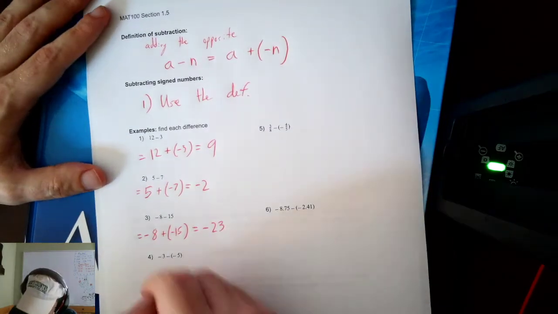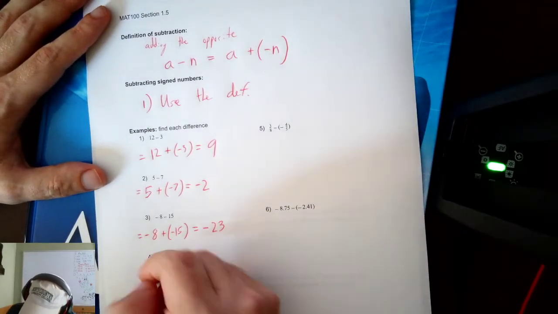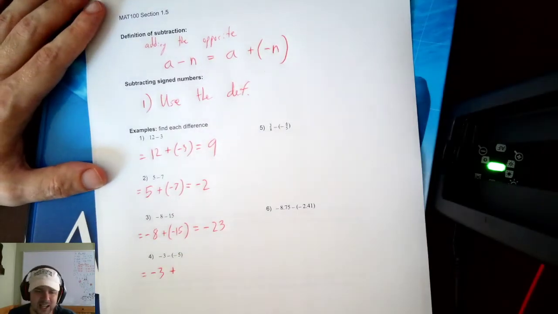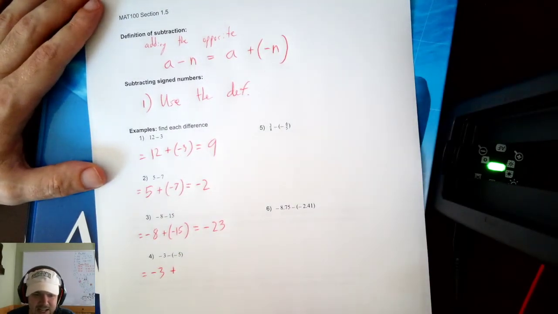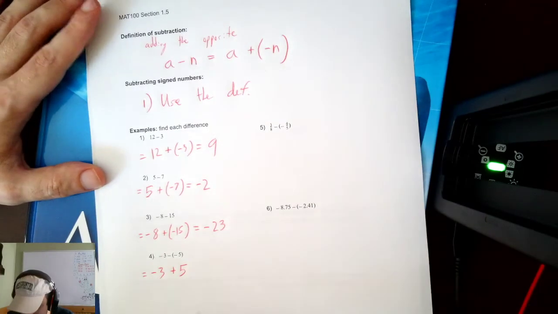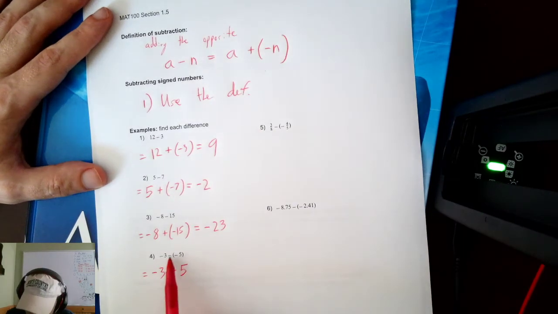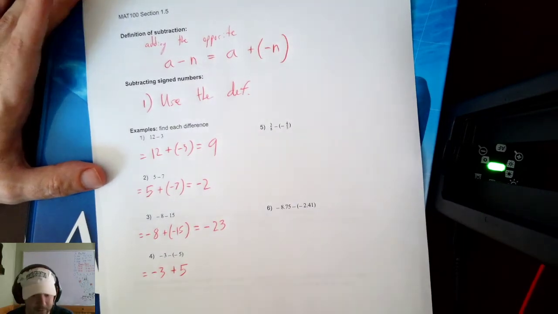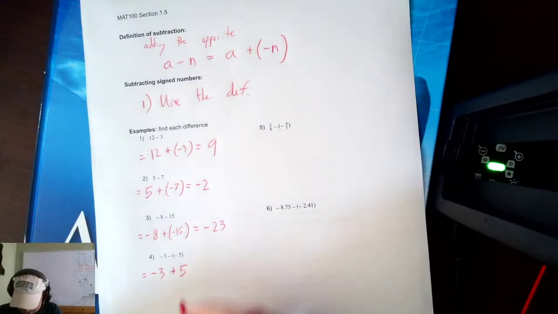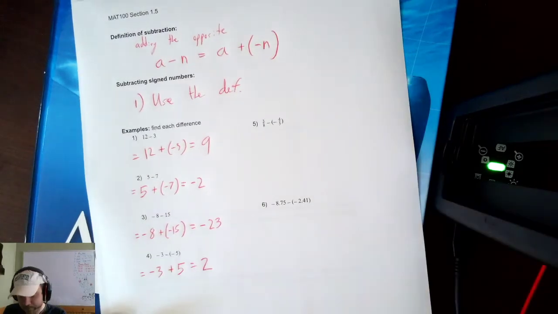Now number 4. Negative 3 minus negative 5. Well, if I want to add the opposite, what is the opposite of negative 5? Well, that's positive 5, right? What other rule could I call this? That's the double negative rule also, right? Two back-to-back negative signs make a positive. We can also think of it that way, right? So negative 3 plus 5, hopefully we're all in agreement, that should be 2.